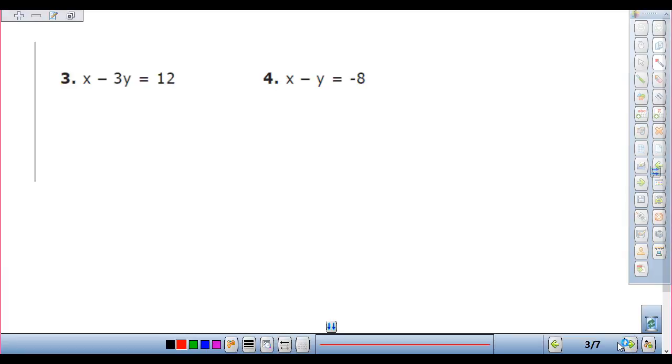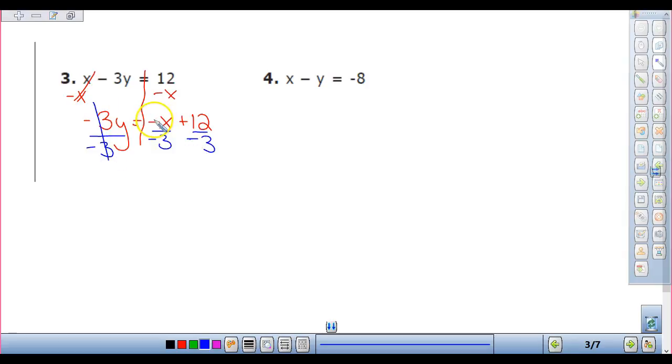Okay, so we're looking at 3. What am I moving first? Y where it's at. So we're moving x. How am I going to move positive x? Minus x and minus x. So negative 3y equals negative x plus 12. Now what? Now divide by negative 3 on all three parts.